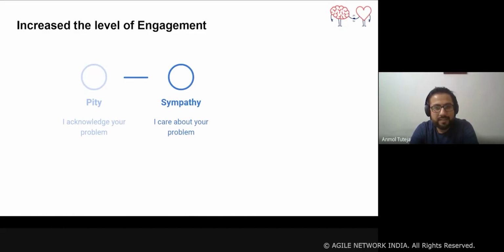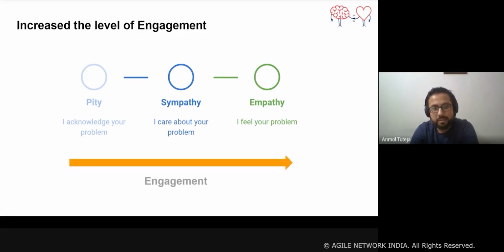So in the four confusing terms which I mentioned before, I didn't talk about pity because that's already out of question. Pity just means I just acknowledge your problem. I don't want to do anything about it. Sympathy means I care about your problem, and I might do something about it, but from my perspective. Now comes the third level where I say, okay, I am now feeling your problem. And what it's doing is when we go to the third stage, we are engaging more. This is the level of engagement that we are increasing.